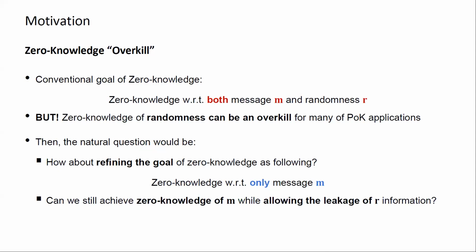From this perspective, we can ask the following natural question. How about refining the goal of zero knowledge? How about we target zero knowledge only for the message? In other words, can we still achieve zero knowledge of the message, even if we allow information leakage for the randomness?